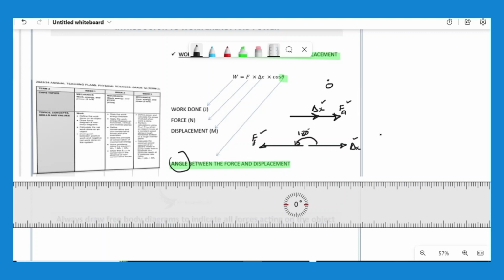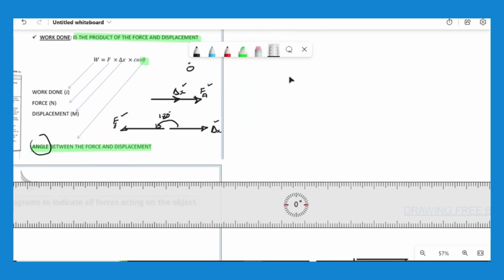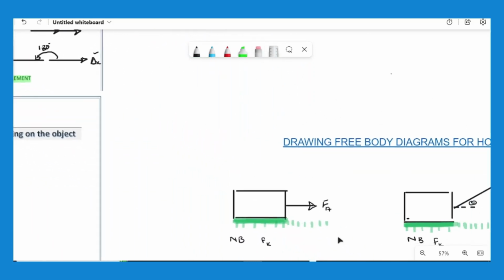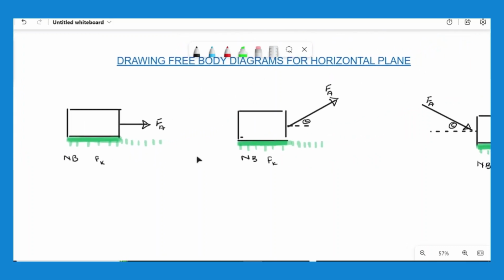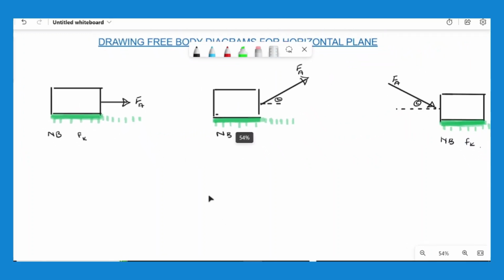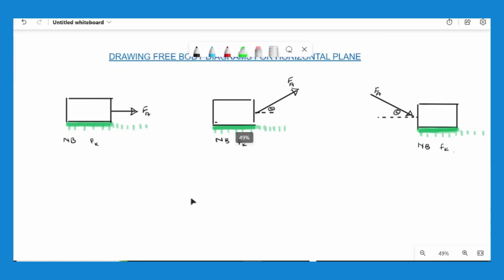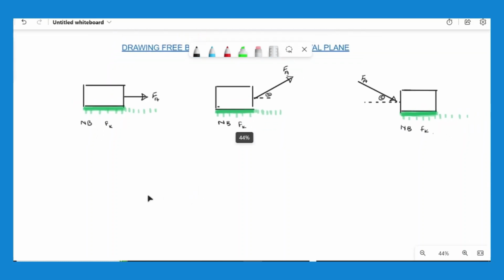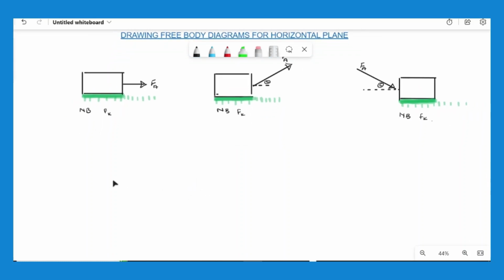Okay, now let's look at bullet number 2. Precisely in bullet number 2, we'll be talking about the free body diagrams. Of course, we're going to do our free body diagrams for objects in the horizontal plane. First, let's look at the object in the horizontal plane and see how we can draw our free body diagram for this object. These are objects in the horizontal plane. Let's start with scenario number 1. Right, let's draw the free body diagram for this object.